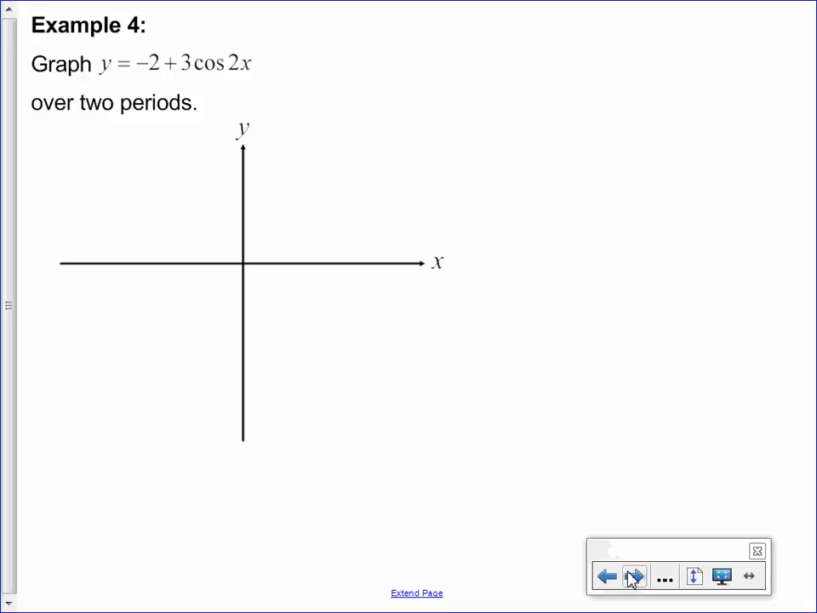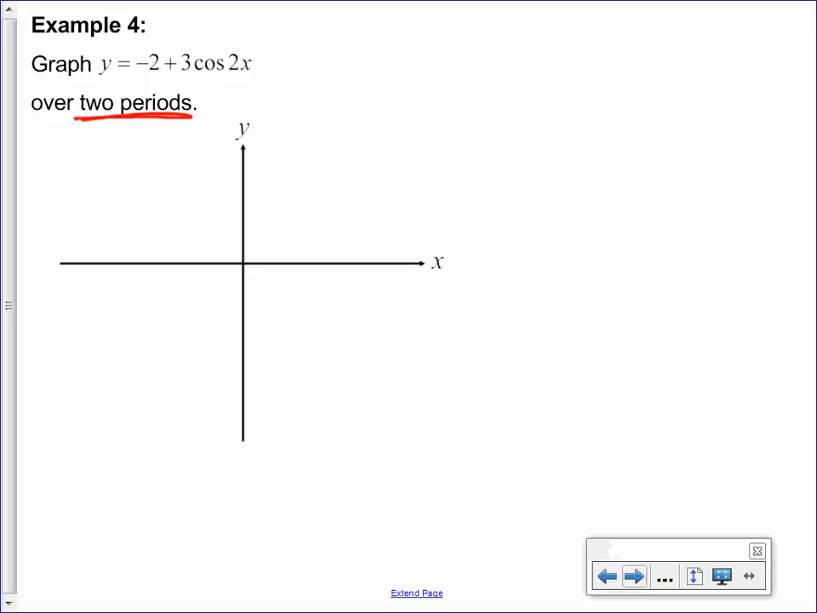So, we're going to do 2 periods today, just for fun. If we're going to go for 2 periods, then we're not going to go from 0 to 2 pi. We're going to go from 0 to 4 pi.